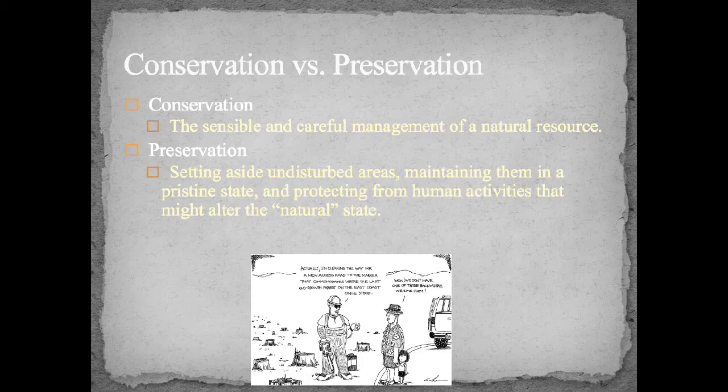Like forestry. The forestry industry in Florida is a good example of conservation. They still harvest the trees, but they don't over-harvest them, so they are not completely wiping out their supply. They're planting more than they harvest, so they make sure to properly manage their resource.